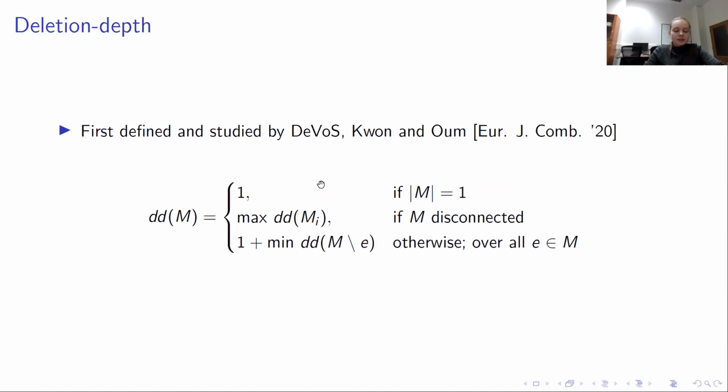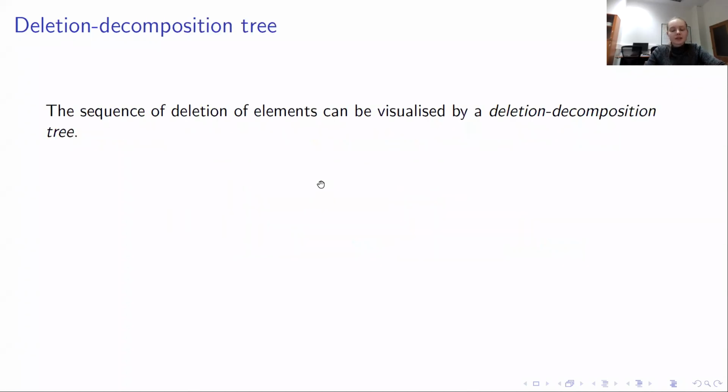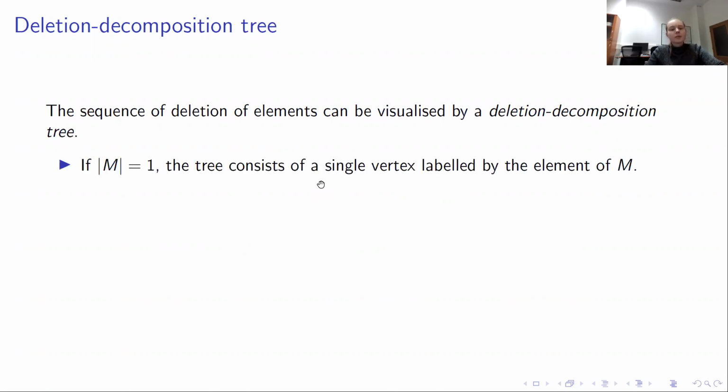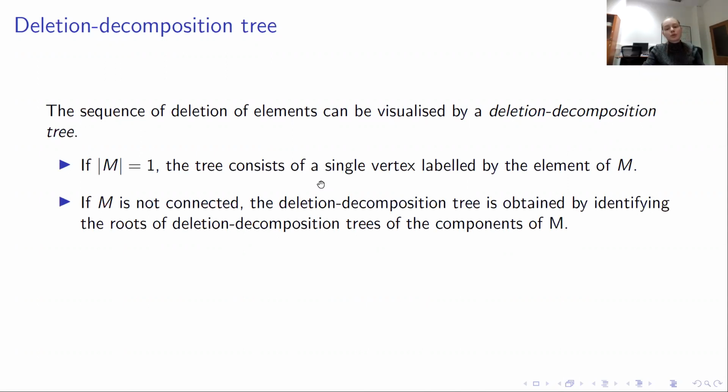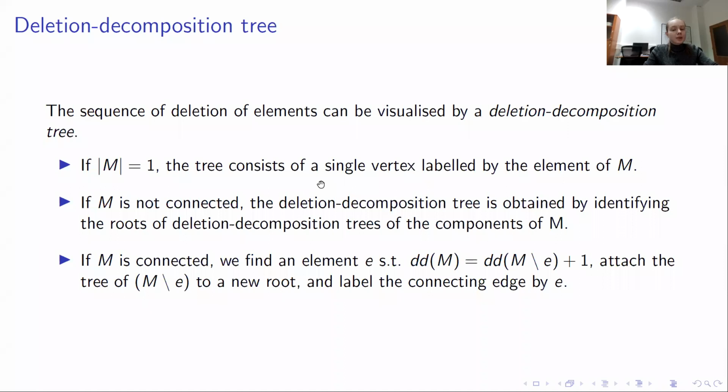This process of deleting the elements can also be visualized by a notion of deletion decomposition tree. I have the formal definition here, and I would like to illustrate it on a concrete example. The deletion decomposition tree is constructed as follows. If my matroid has one element, then the tree is just a single vertex labeled by this element. If the matroid is not connected, I take the decompositions of the components and identify the roots. In the third case, when the matroid is connected, I find an element such that after its deletion the depth decreases, I take the decomposition of the smaller matroid and attach it to a new root, and moreover label the connecting edge by the deleted element.